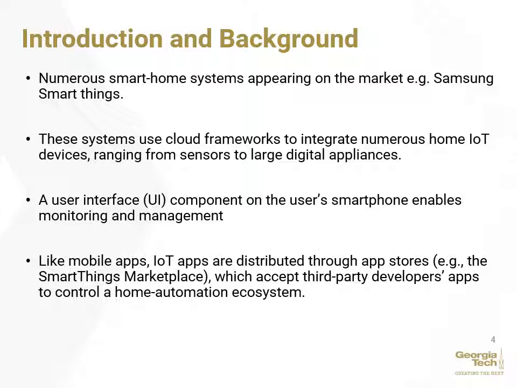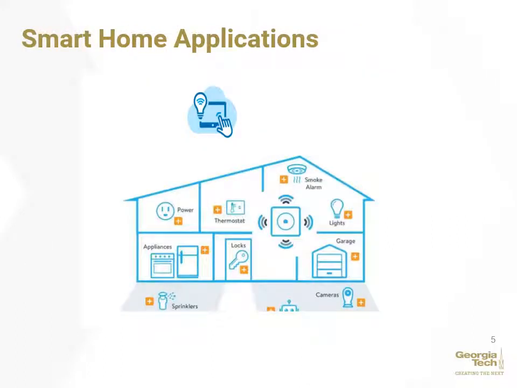Such an application, called a smart app in SmartThings, or generally an IoT app, is instantiated in the cloud. A user interface component on the user's smartphone enables monitoring and management. Like mobile apps, IoT apps are distributed through app stores, which accept third-party developers' apps as well, to control a home automation ecosystem. IoT apps written by third-party developers can also get access to the status of sensors and control devices within a user's home environment.